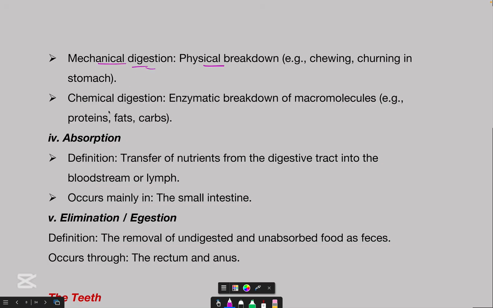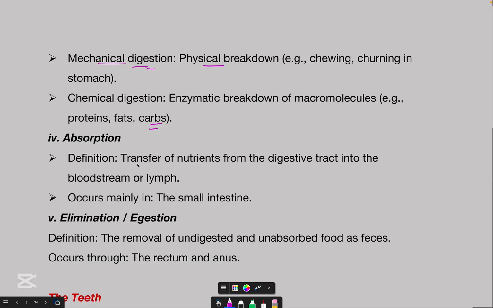Chemical digestion has to do with enzymes breaking these food particles down. So in digestion, there are two things that you should look at. There's mechanical digestion, which has to do with what? The physical breakdown, mastication, chewing, and the churning effect of the stomach. And then we have chemical digestion, which deals with what? The enzymatic breakdown. So the one that uses enzymes is chemical, e.g. fats, proteins, and carbs are broken down by various enzymes.